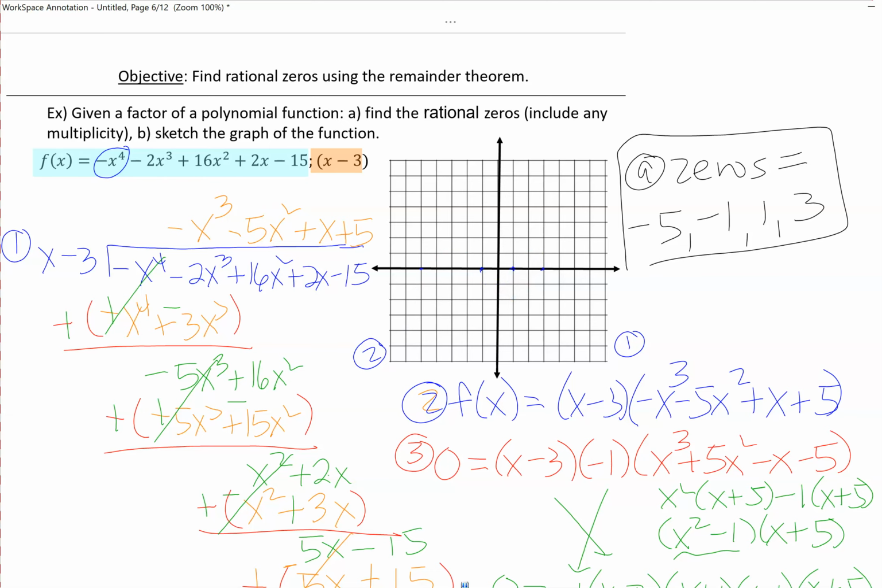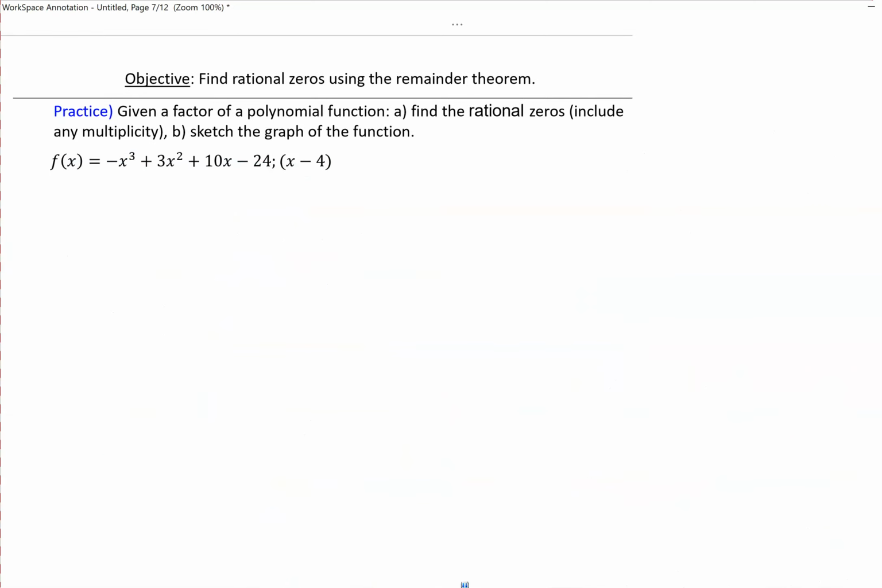Let me try that again. There we go. And there is our sketch, and that finishes it. So from here, we have some practice problems for you to give a try. So here's a practice problem for you to try. Pause the video here.